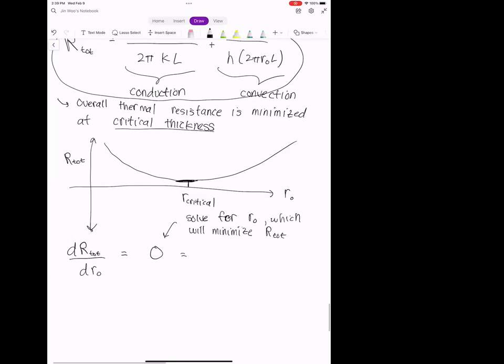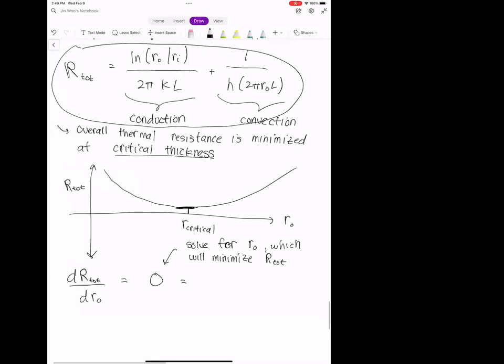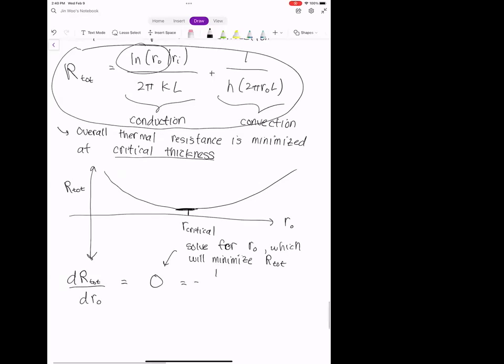Okay, all right, so let's go ahead and compute the derivatives. The derivative of ln of RO divided by RI, divided by 2 pi KL. This is the only term that we're actually taking the derivative of, just the ln. And so this is going to be 1 over 2 pi KL times RO, minus, we have a minus that comes out because in this equation we have 1 over RO. So we have basically RO to the -1 power, and when we take the derivative of that, a minus comes out in front. We have 1 over 2 pi H L RO squared.